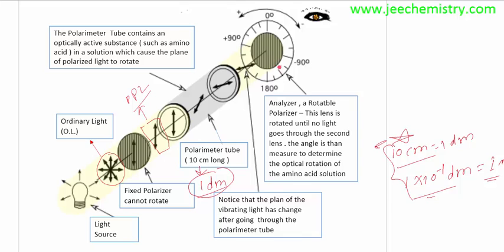This is called the analyzer, a rotatable polarizer. This lens is rotated until no light goes through the second lens. The angle is then measured to determine the optical rotation of the amino acid solution. When this light passes, we see that it enters as plane polarized light, but after exiting the polarimeter we get some rotation. Then how much is it rotated? This is the analyzer.